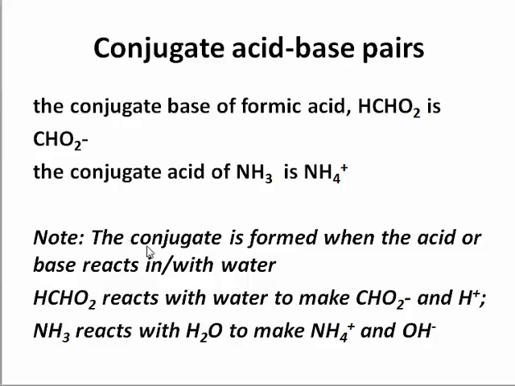The conjugate is formed, again, when the acid or the base reacts with water. Recall that formic acid reacts with water, or breaks up in water to some extent, to make formate and H+. It doesn't do that 100% because formic acid is a weak acid. And ammonia reacts with water to make ammonium and hydroxide, although the left-hand side of this reaction is favored. So the conjugate species forms when the acid or base reacts with water.